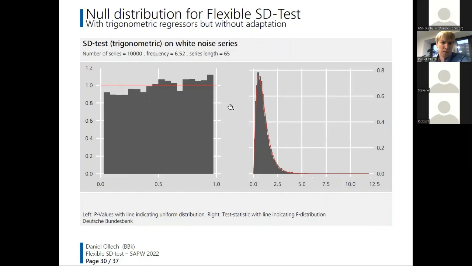And interestingly enough, this is also the case for trigonometric regressors without any adaptation. And so I was searching in the literature trying to understand why this is happening, because I don't see why it should happen. And I couldn't find anything. So if anyone can point me to any references, I'd be very happy to read about that.